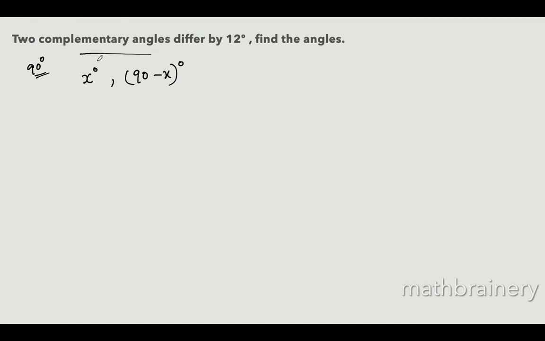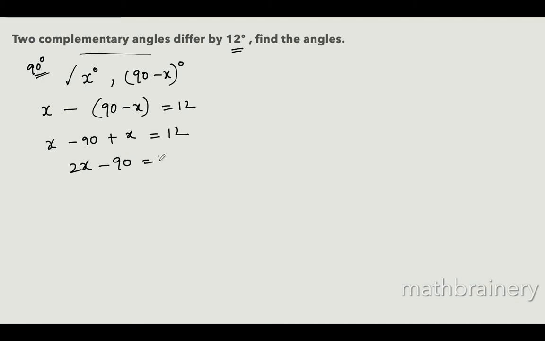So because we want complementary angles, I am assuming one angle as x degrees and the other angle as 90 minus x degrees. Let's assume that this x degrees is the bigger one among these two. Now what is given? That the difference between these two is 12 degrees. So if I take the difference between these two, that is x minus (90 minus x), this difference is equal to 12 degrees. So let's simplify this now. You have x minus 90, minus into minus is plus, so plus x is equal to 12. x plus x is 2x. 2x minus 90 is equal to 12.